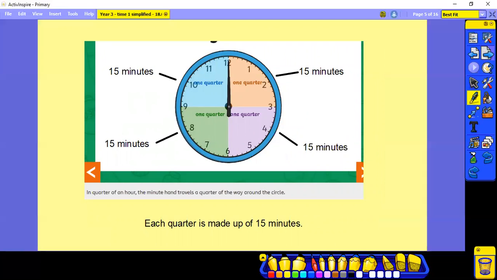Now, each quarter is made up of 15 minutes. So between the 12 and the 3, this is 1 quarter. Between the 3 and the 6, this is another quarter. Between the 6 and the 9 is another quarter. And between the 9 and the 12 is another quarter. And our minute hand, or the long hand, will travel all the way round through these quarters. Each quarter is 15 minutes.